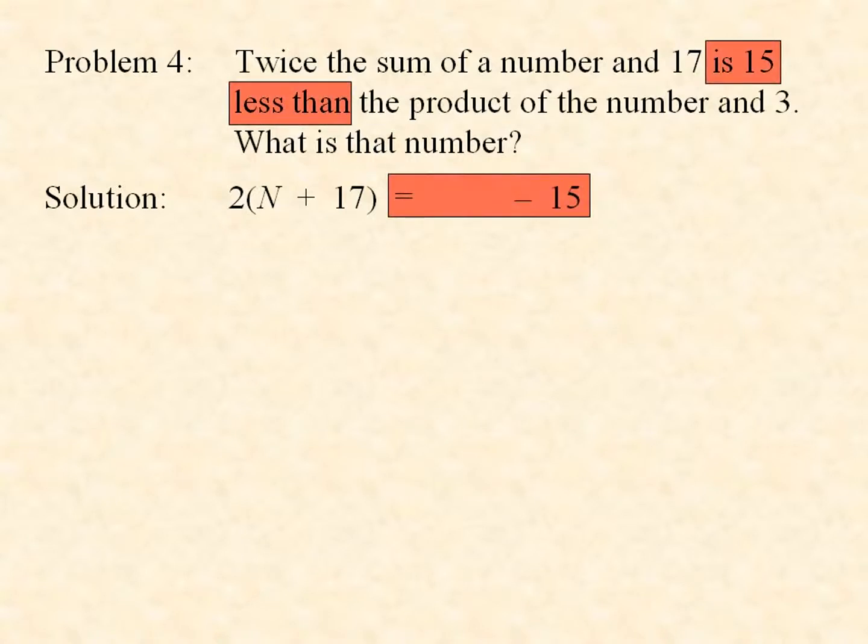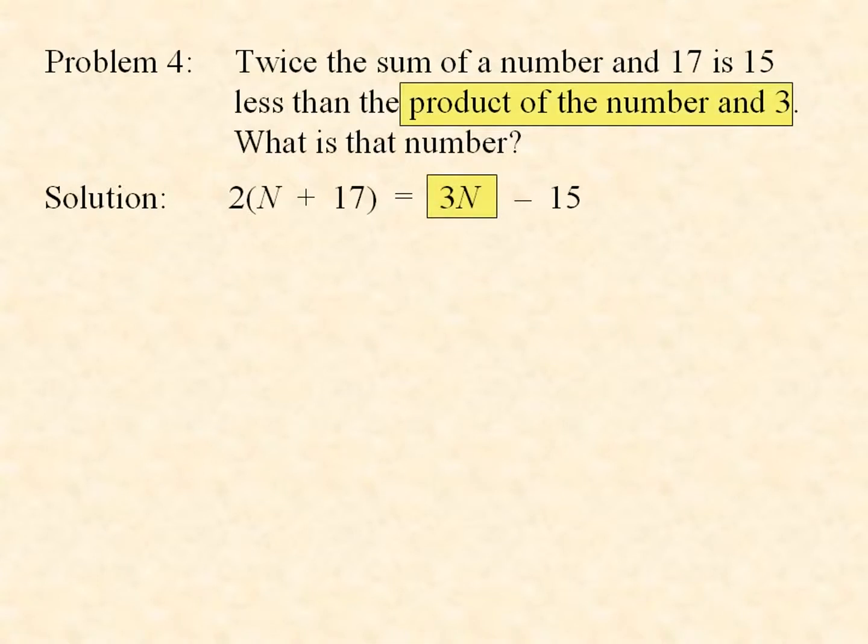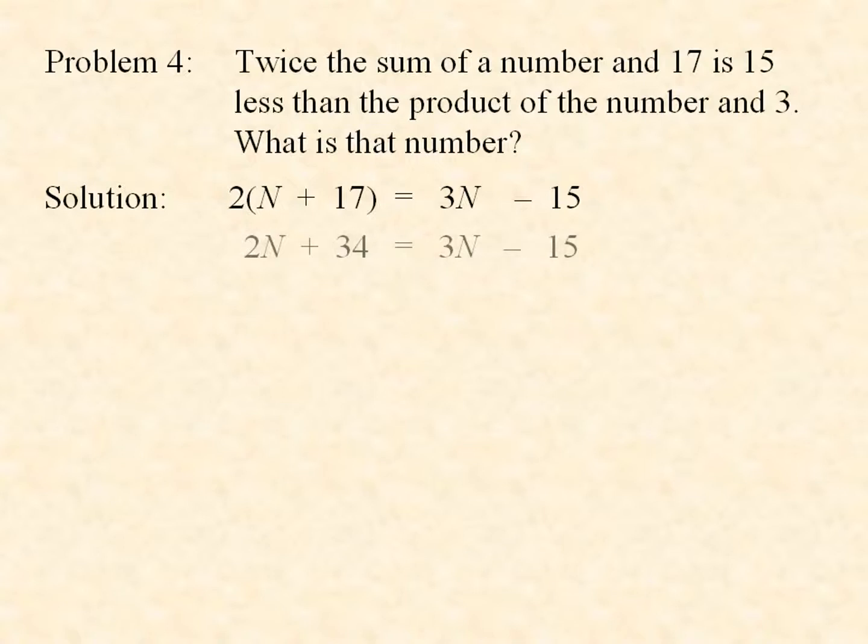And that is 15 less than something, so we're going to subtract the 15. It's 15 less than the product of the number and 3. That means the number times 3, or 3n. So there's our equation. 2 parentheses n plus 17 equals 3n minus 15. We need to distribute that 2 over the parentheses on the left. That gives us 2n plus 2 times 17, which is 34, equals 3n minus 15.